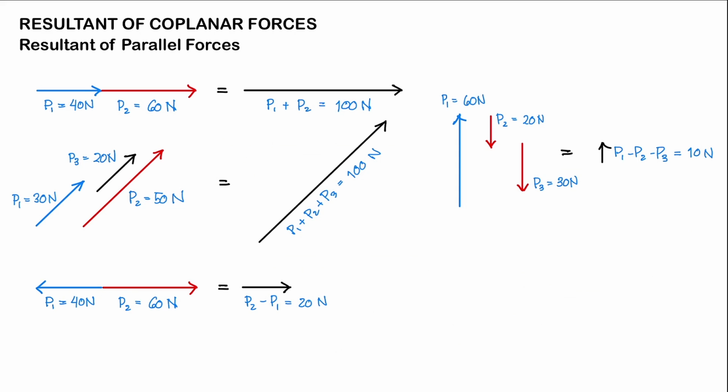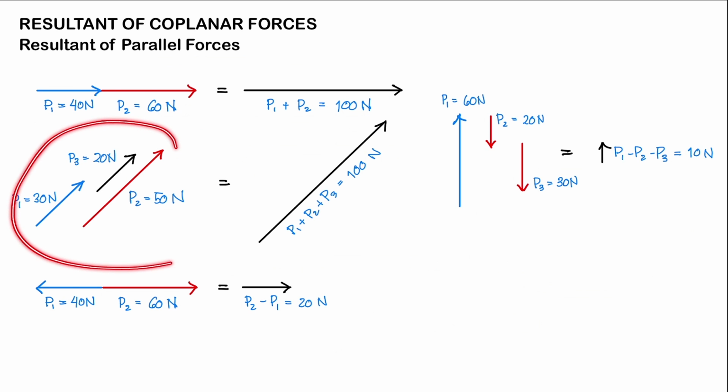So under that, we have our parallel forces. Let's first consider if our forces are acting in the same direction. Let's say we have here force P1 and force P2 acting in the same direction. Force P1 is 40 newtons and force P2 is 60 newtons. Now to compute the resultant, we're just going to add them. So P1 plus P2, the resultant would be equal to 100 newtons, right?